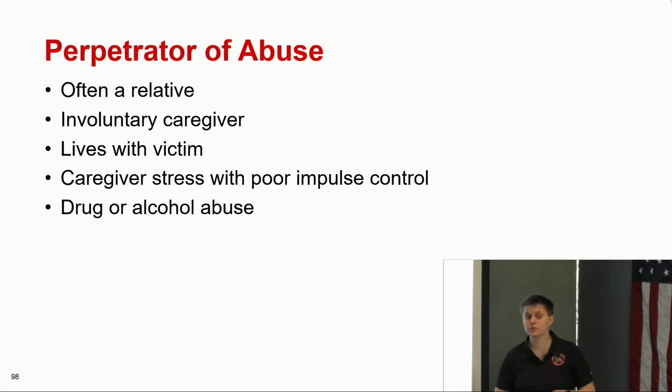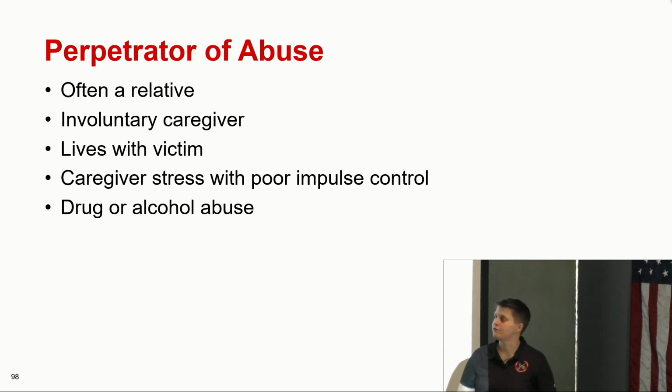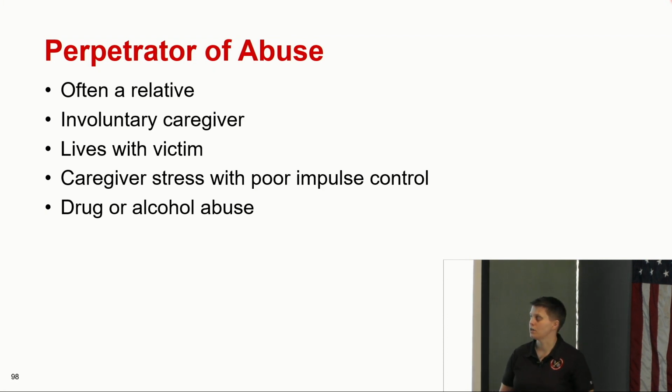The perpetrators of abuse often are relatives, maybe an involuntary caregiver, so someone who didn't want that role and is now placed in the role of caregiving for an elderly individual. Often they live with the victim, and it's difficult, it's stressful, it can take a toll on a caregiver to care for an elderly individual, and as a result, they may have poor impulse control and may snap and be perpetrators of elder abuse, and that individual may or may not have drug or alcohol abuse themselves.